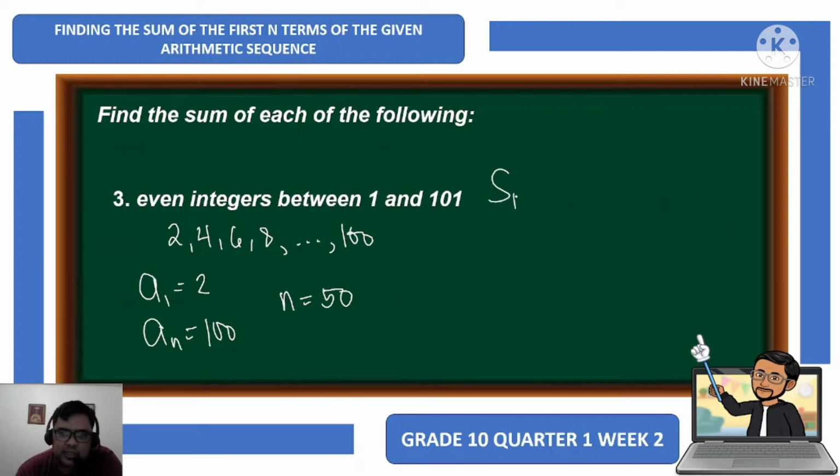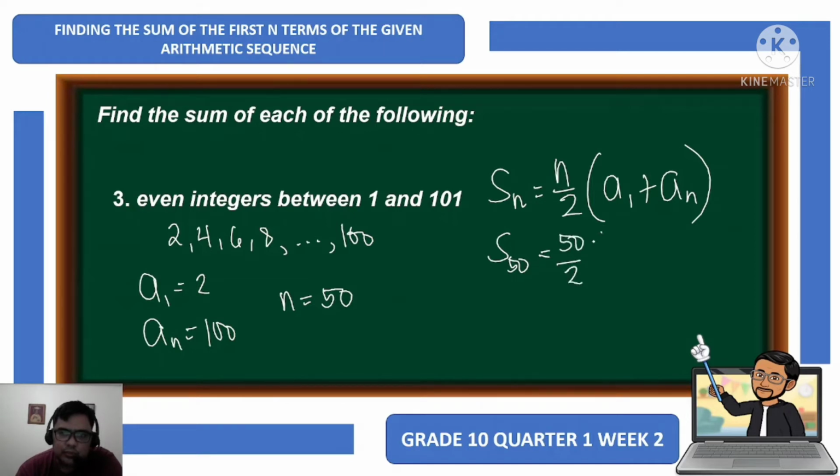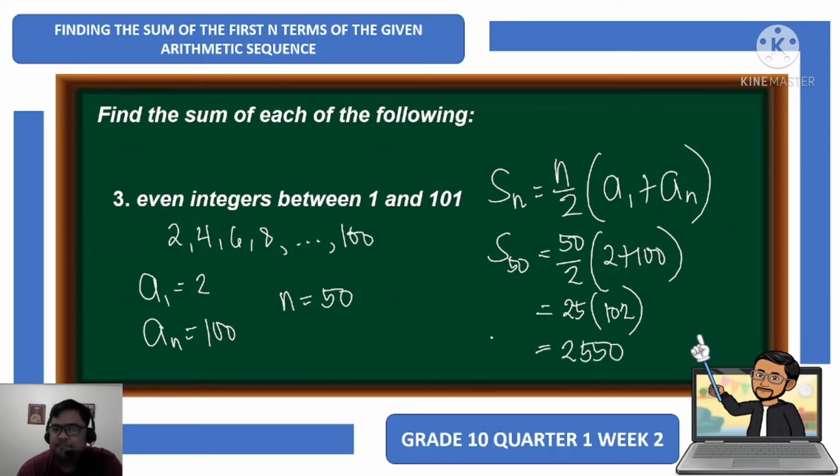So, again, using the formula S sub n is equal to n over 2 multiplied by a sub 1 plus a sub n. That would be equal to S sub 50. That would be equal to 50 divided by 2 multiplied by 2 plus 100. So, 50 divided by 2, that is 25, multiplied by 100 plus 2 is 102. So, therefore, that would be 2,550. Okay, so that is S sub 50. That's the answer in number 3.